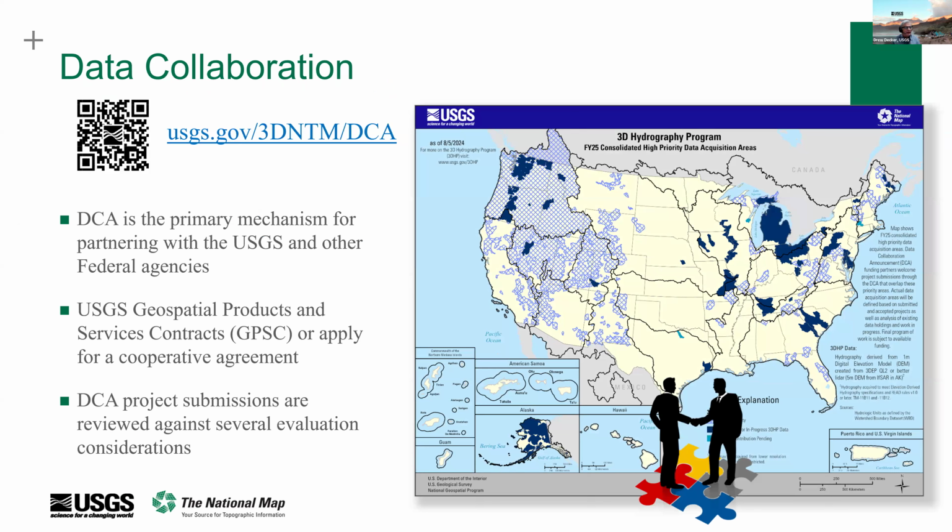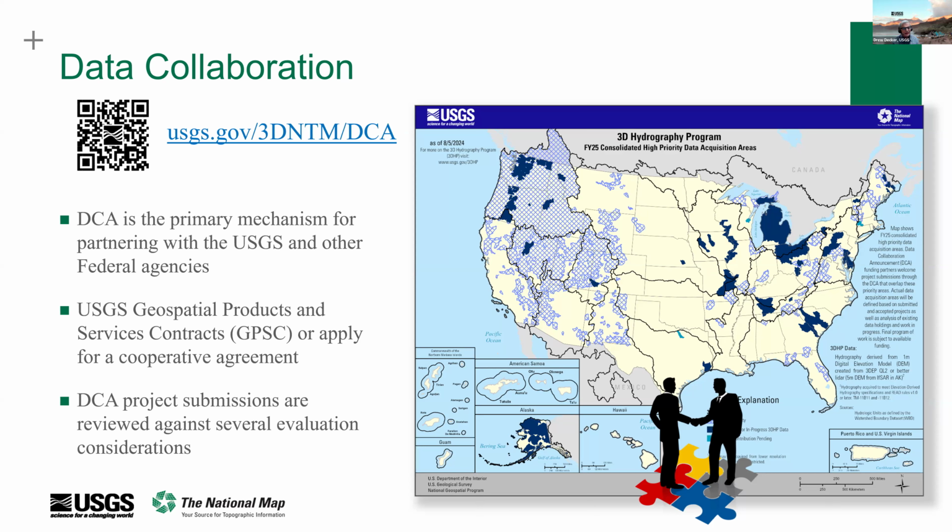So looking at the collaboration, the primary mechanism or vehicle for partnering with USGS and other federal agencies, USGS Digital Geospatial Products and Services Contract, or GPSC, is one way where you use our contractors, or you could apply for a cooperative agreement. What that means is that USGS and the program would give the partner money, and then they would manage the project. They may have their own contractor do the work, for example.